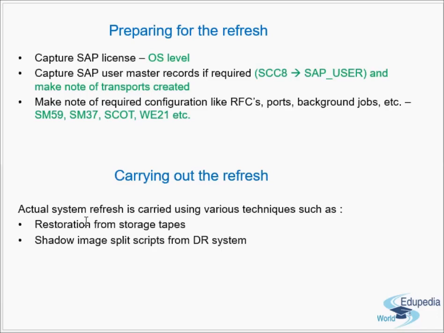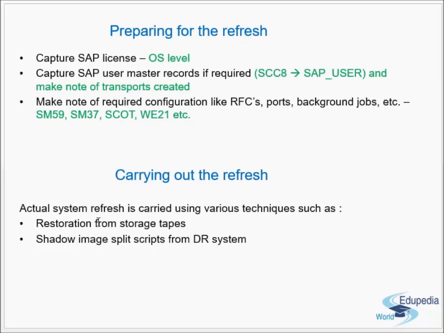Now, carrying out the refresh. The actual system refresh is carried out using various techniques such as restoration from storage tapes, shadow image, or split scripts from a DR system. In this particular video, I'm not going into details about the actual refresh steps, that is, how the system copy or database copy is made. I'm just covering mostly the SAP side, the pre-processing and the post-processing. The actual refresh steps, like restoration from storage tapes or using a different process, whatever it is.